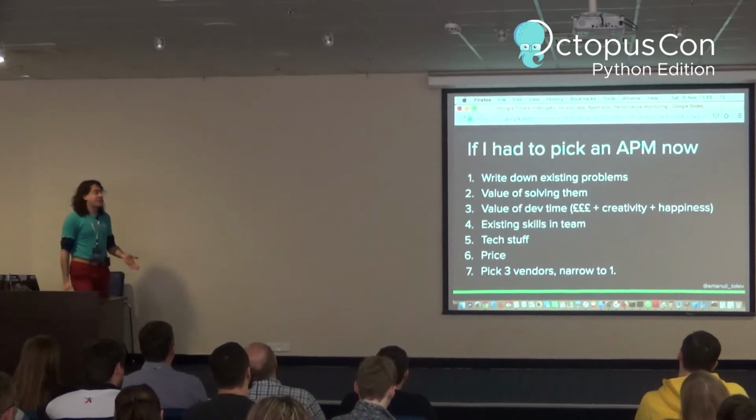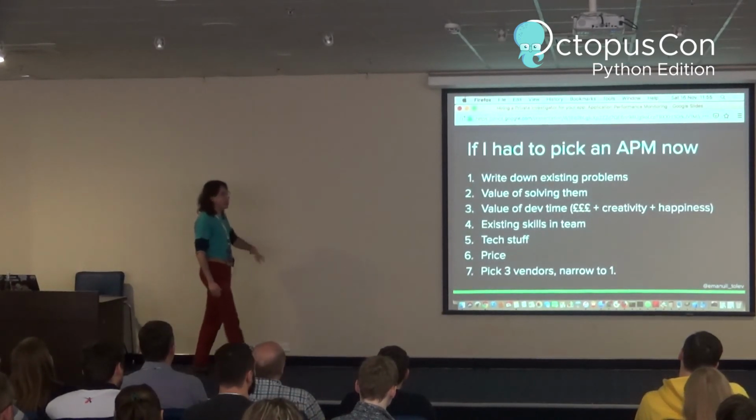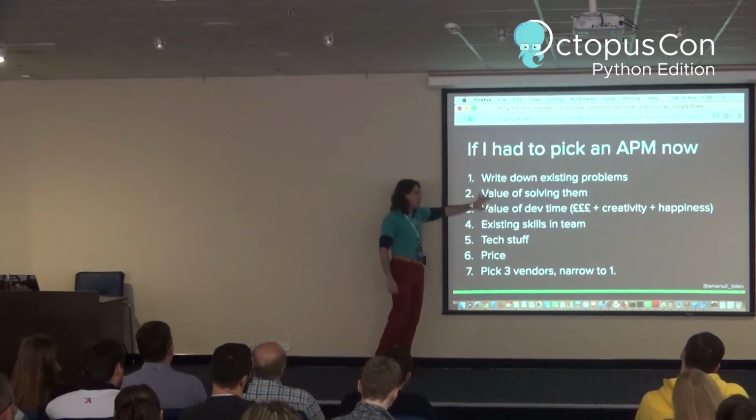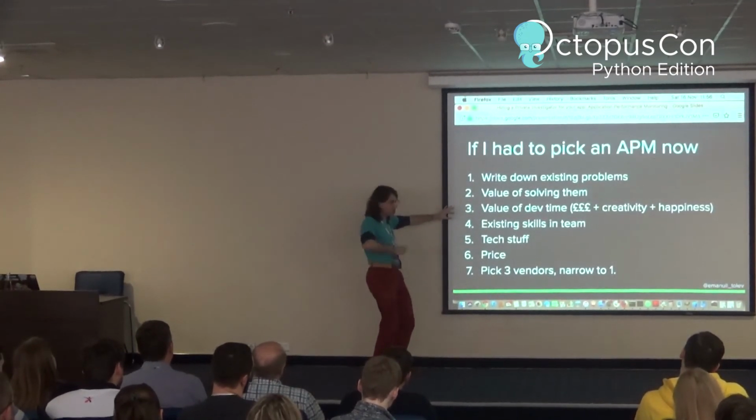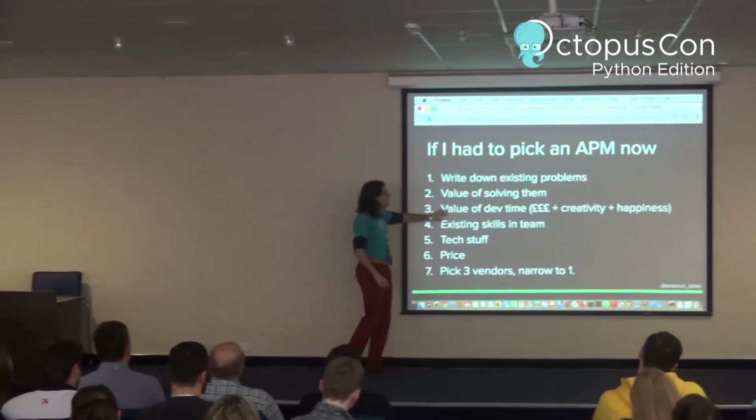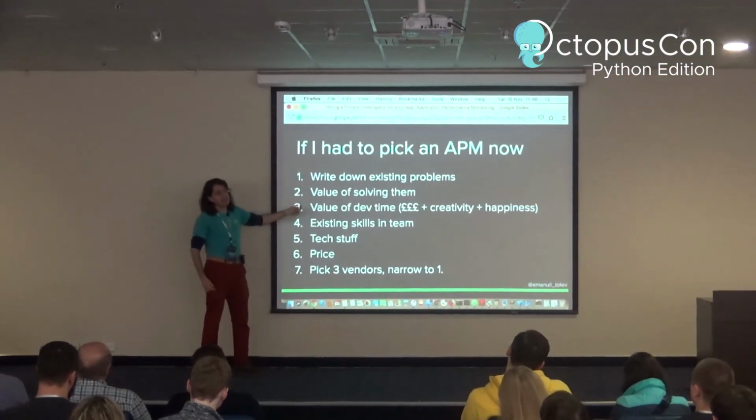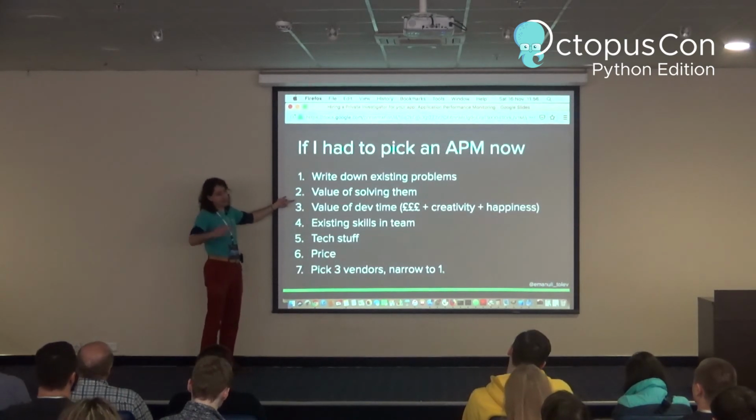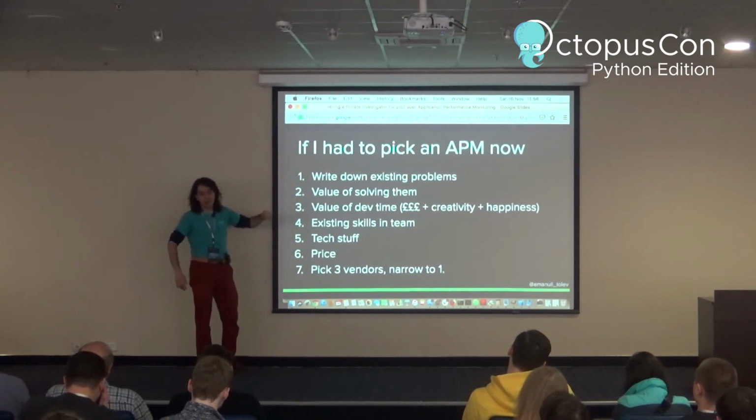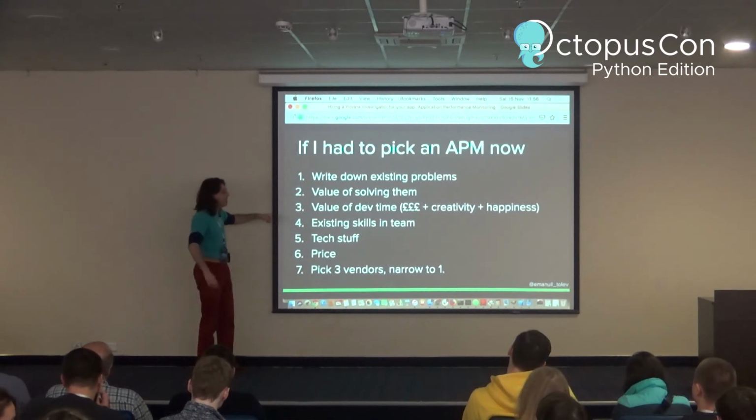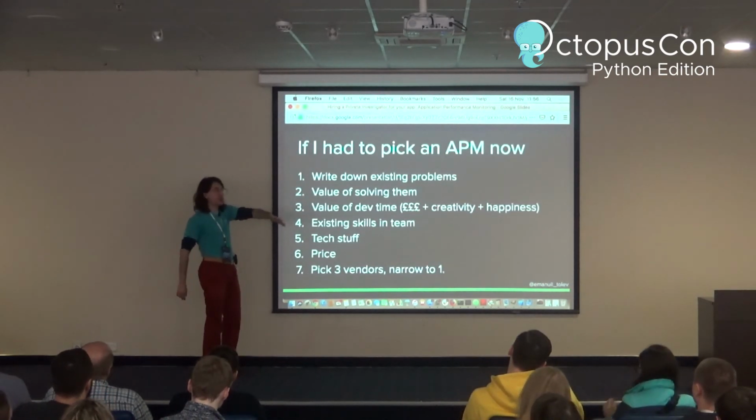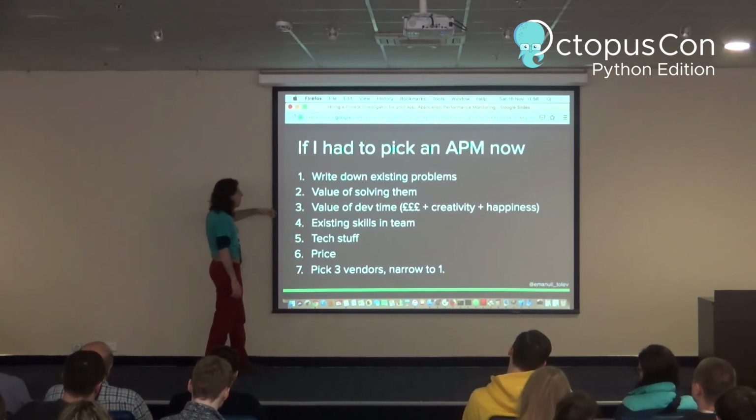So if I had to pick an APM now, that's roughly what I would do. Write down the existing problems and the value of solving them, because you'll need to talk to business stakeholders to hand over some money for these systems. Actually, there's Elastic's APM system, in case you didn't want to run it yourself, because you have the who-watches-the-watchers problem, right? Who monitors my monitoring system? Then you have all of the vendors that are only SaaS anyway.